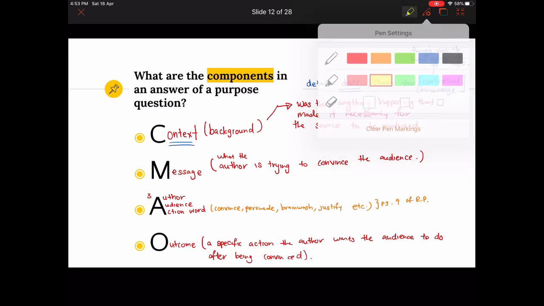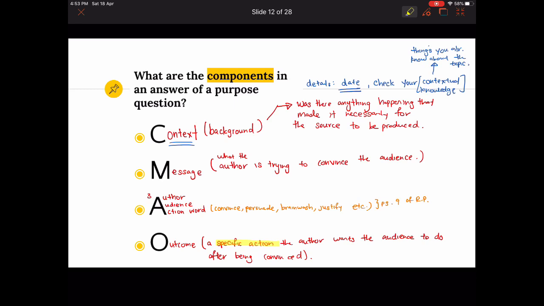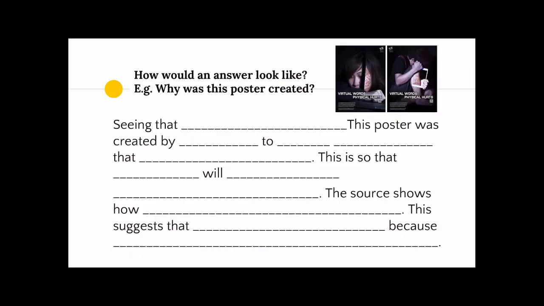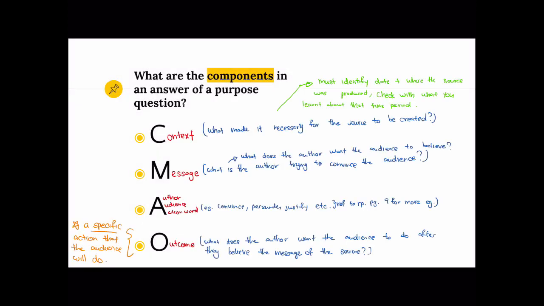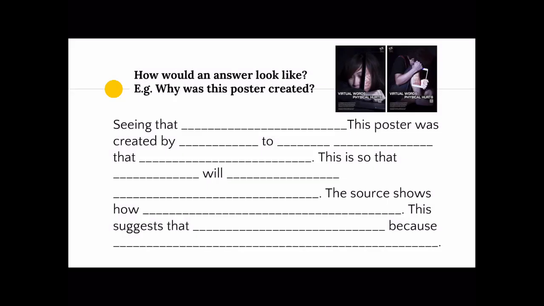Okay, the most important thing you need to remember is that this is a specific action. Essentially, try not to be confused between message and outcome. Your message will lead to the outcome. Only after your audience believes the message will they do something, because their minds are being changed. Now, we are going to go through an example of how you can use this CMAO inside your answer itself.